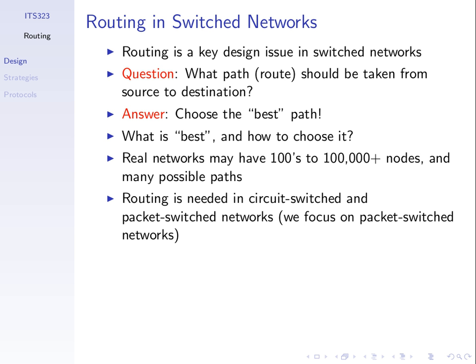Note, in our examples, we have a small network. In real networks, there may be hundreds of nodes, hundreds of thousands of nodes in the internet, and hence many possible paths. It can be quite complex to find which one's the best. You can't just look at a picture of the network and see. You need some computer software to calculate for you, and we'll see some algorithms to do that. Routing is needed in all the switched networks. We will just use packet switch as an example.